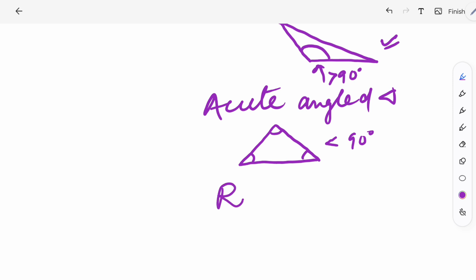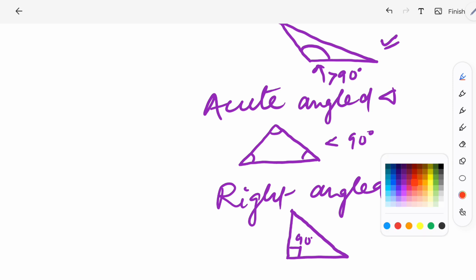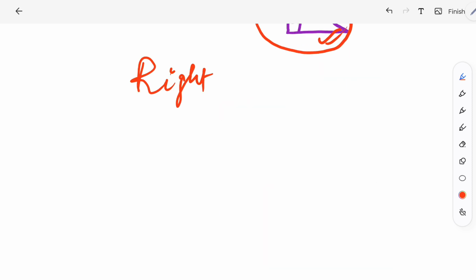Now, right angled triangle. A right angle triangle means the triangle whose only one angle is 90 degrees. So this is a right angle triangle. Now students, in trigonometry we will study only the right angle triangle, no other triangle. We will study the whole trigonometry chapter on the right angle triangle.